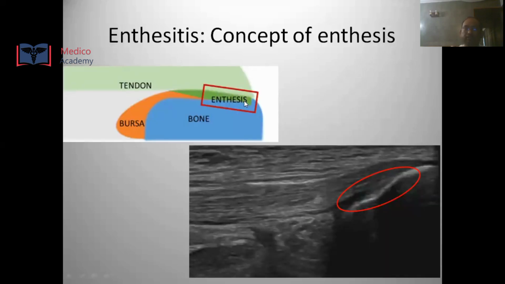The concept of enthesis is important before we go into enthesitis. So enthesis is composed of the tendon which is attached to the bone, that is the terminal tendon, and the attachment site of the bone, and the intervening bursal space or fat. So this is a long axis view of the Achilles tendon. This is the calcaneum where it is getting attached. So the terminal Achilles tendon, the calcaneum, and the retrocalcaneal bursa constitute the enthesis.